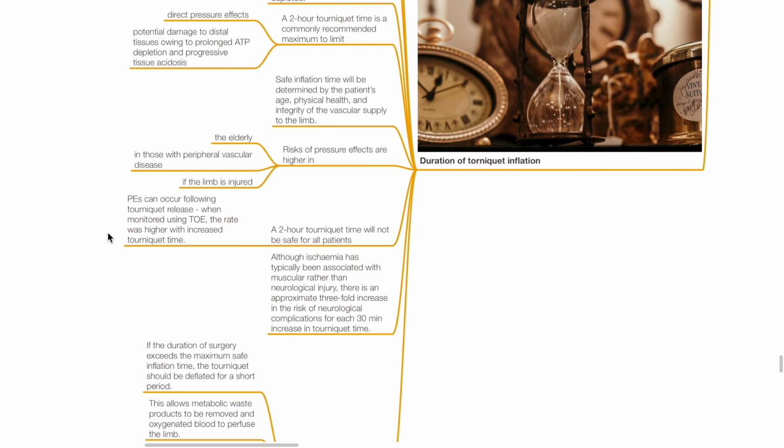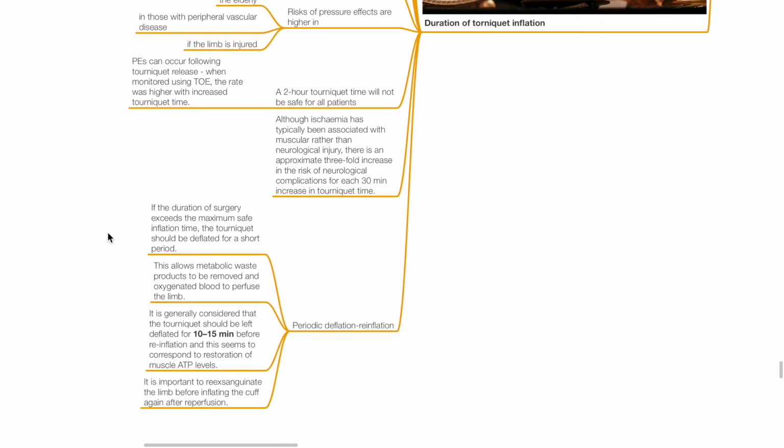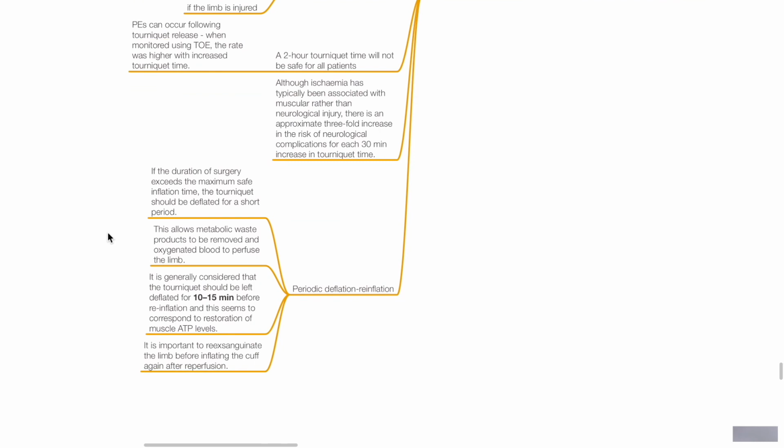Risk of pressure effects are higher in the elderly, those with peripheral vascular disease, and if the limb is injured. A 2-hour tourniquet time will not be safe for all patients. Pulmonary embolisms can occur following tourniquet release, and when monitored using TOE, the rate was higher with increased tourniquet time. Although ischemia has typically been associated with muscular rather than neurological injury, there is approximately 3-fold increase in the risk of neurological complications with each 30-minute increase in tourniquet time.